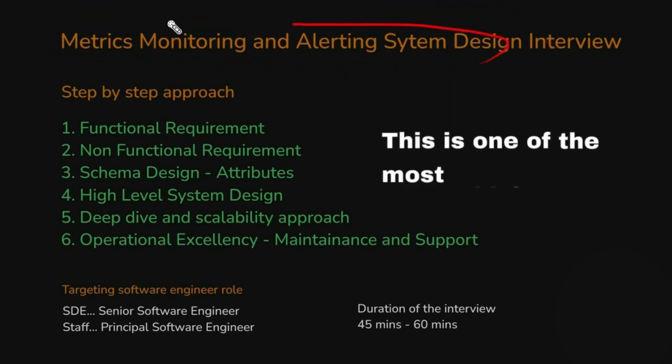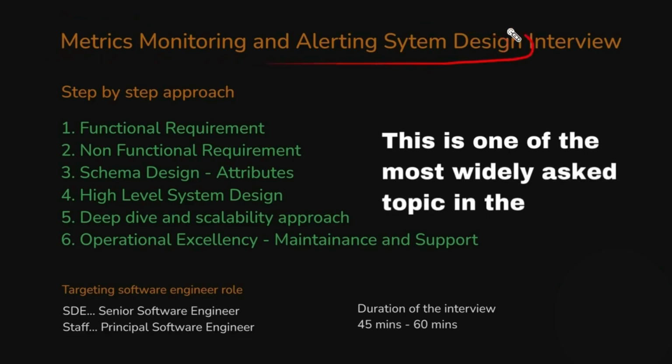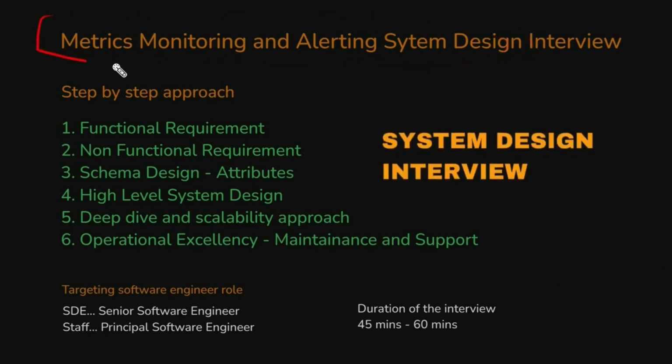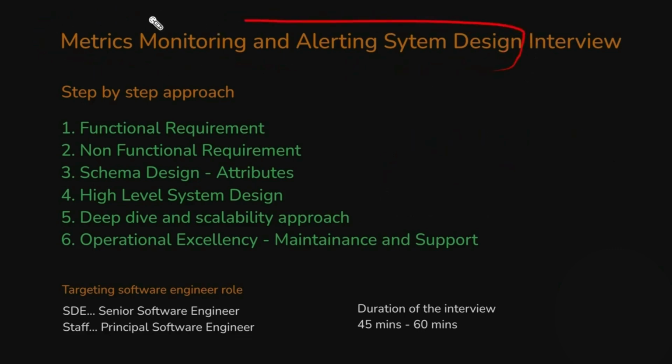This is one of the most widely asked topics in the system design interview, and this is another addition to my video playlist on system design interviews for software engineers targeting a role from staff software engineer to principal software engineer. And as we know, the typical time duration for this interview is around 45 to 60 minutes.